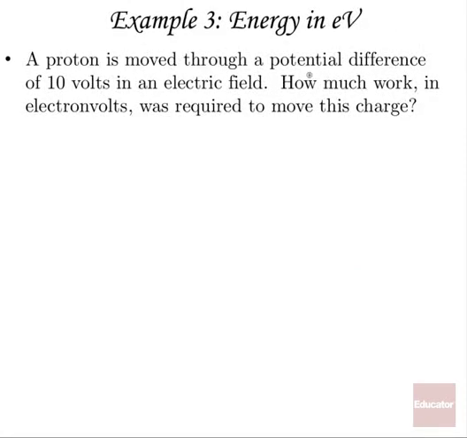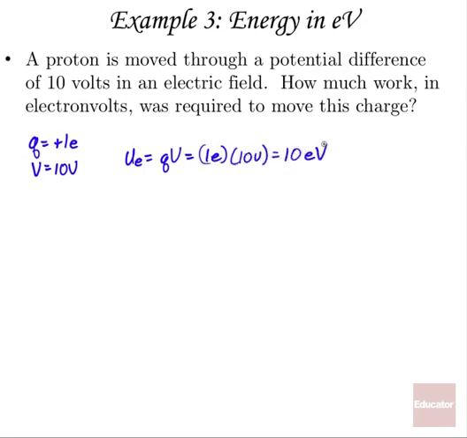A proton is moved through a potential difference of 10 volts in an electric field. How much work in electron volts was required to move this charge? Let's look at how easy this can be if we use electron volts. If our charge of a proton is plus 1 elementary charge, our potential difference is 10 volts, then the electric potential energy is charge times potential difference, or 1e times 10 volts, which is 10 electron volts.